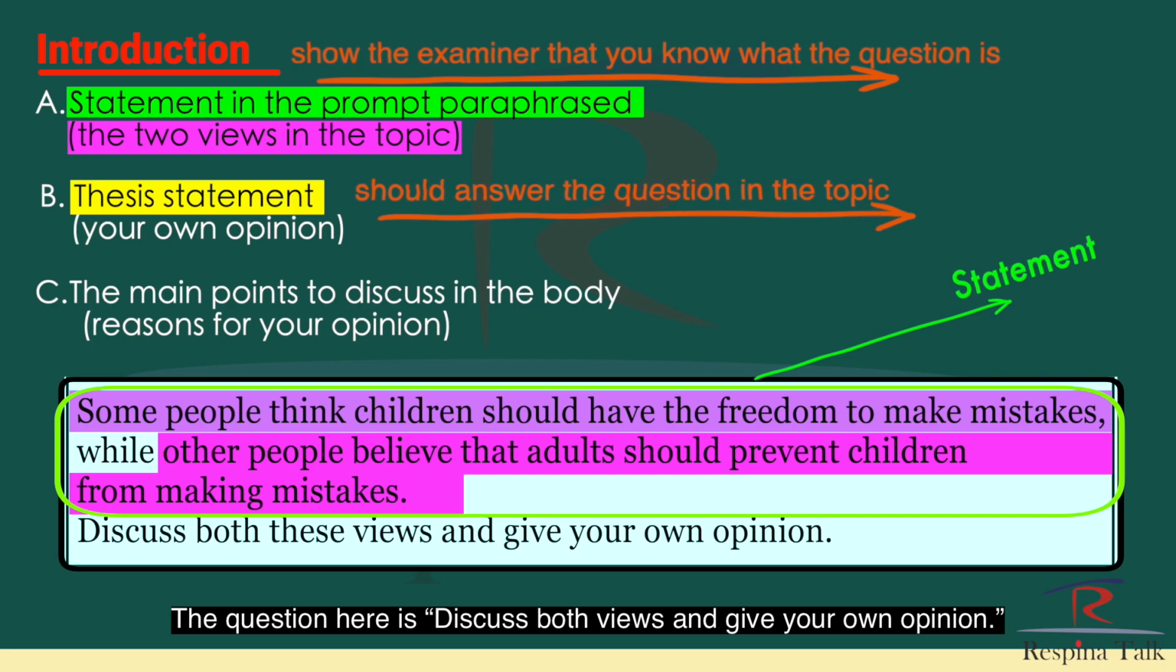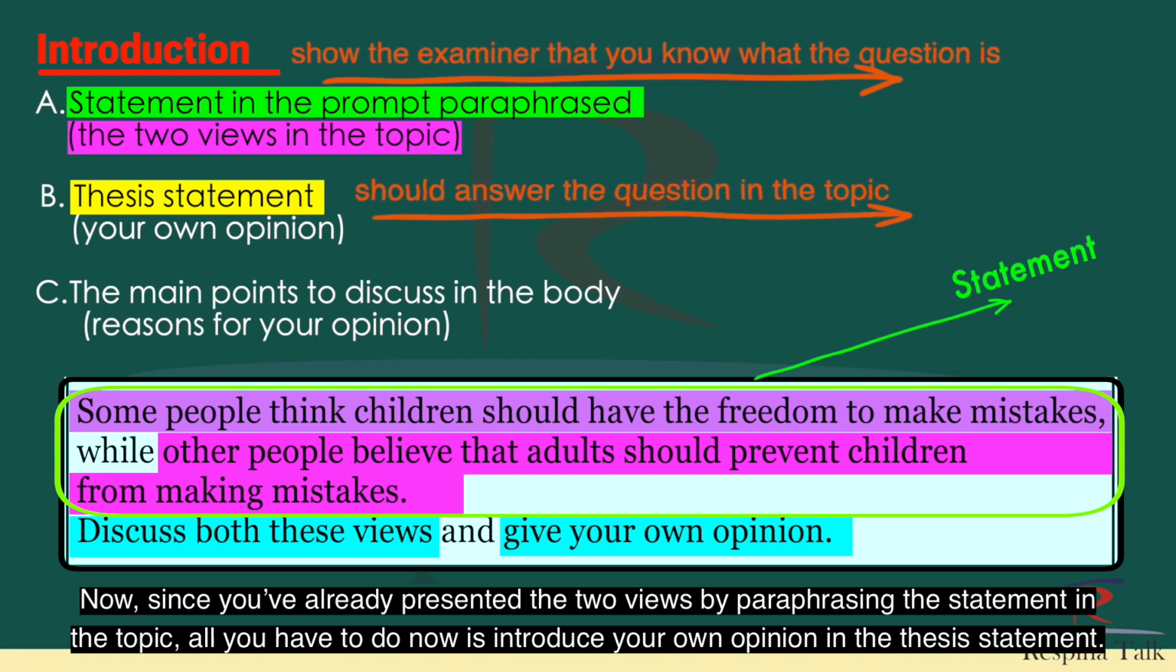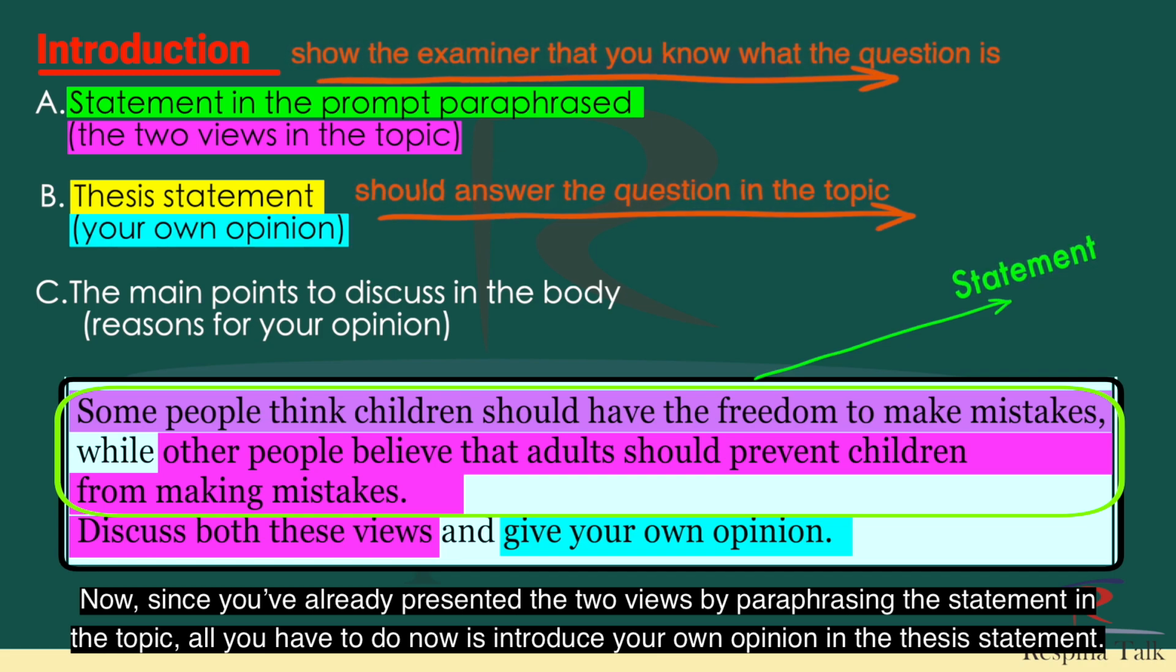Then you need a thesis statement, which should answer the question and the topic. The question here is, discuss both views and give your own opinion. Now, since you've already presented the two views by paraphrasing the statement and the topic, all you have to do now is introduce your own opinion and the thesis statement.